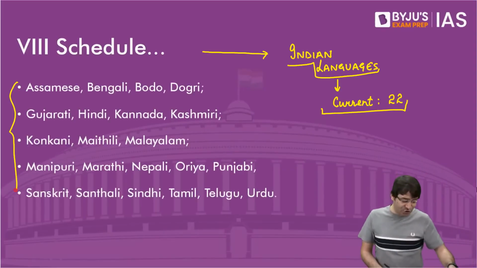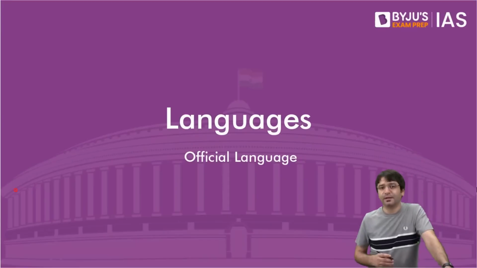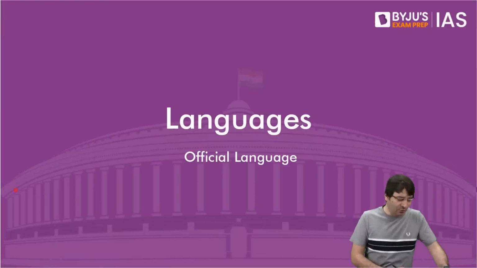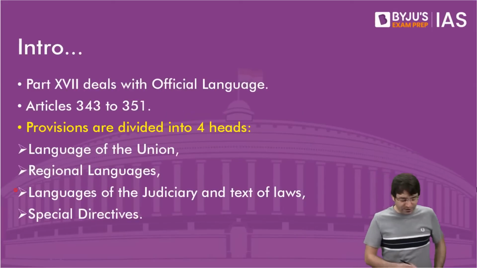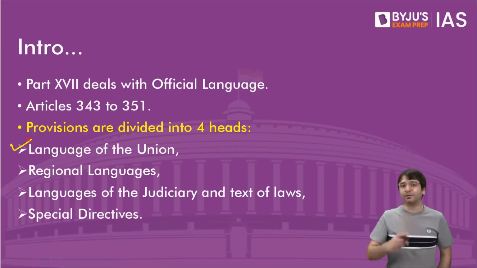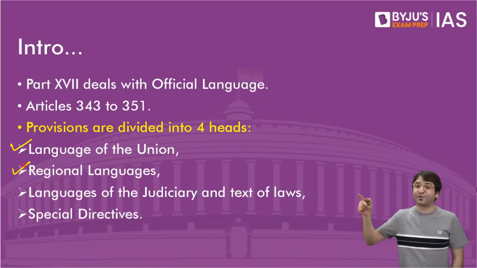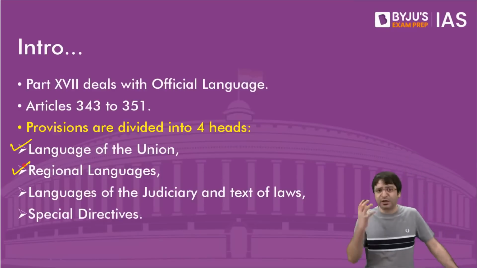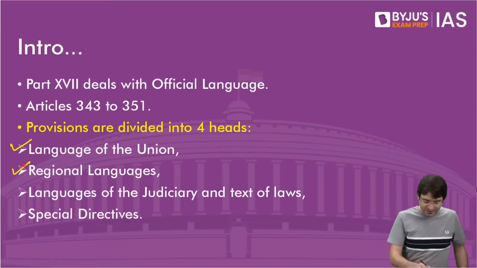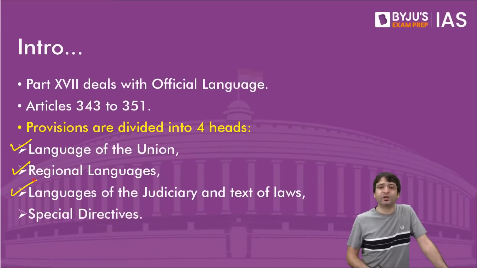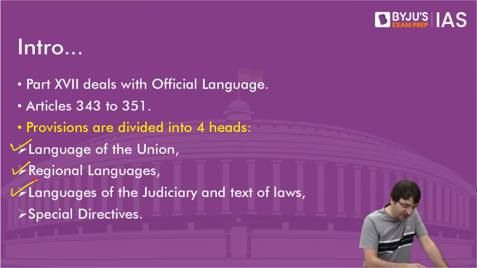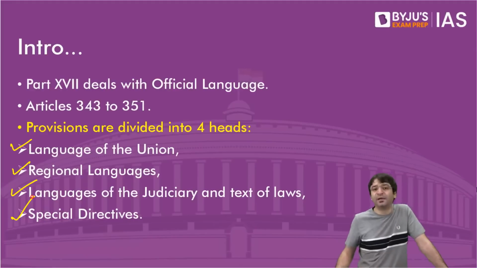But when we look at this chapter on language, we can divide this chapter into 4 parts. One, what is the official language of the Union? Second, what is the official language of a state? Regional languages. What is the language of the judiciary and the text of laws that are passed by the parliament? And what are some special directives vis-a-vis language?